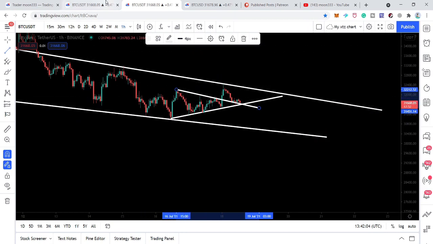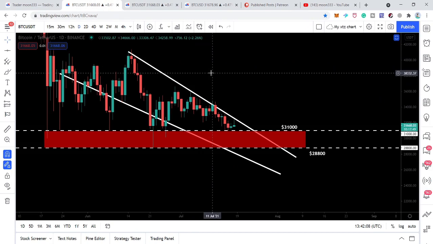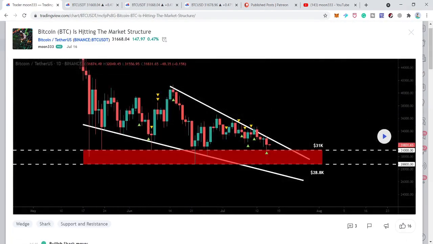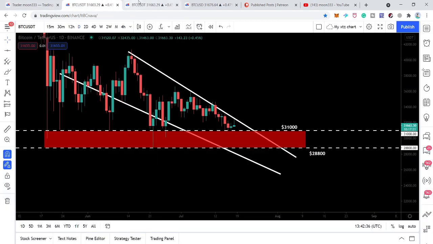Now if we move back to the daily time frame, let me show you this chart again that I published on 16th of July. At that time the price line was testing this very strong support zone from $31,000 to $28,800, and so far we have not had any closing on the daily time frame chart below this support zone. After testing this support zone, the price line reached the resistance, and from here it is likely to be rejected again.